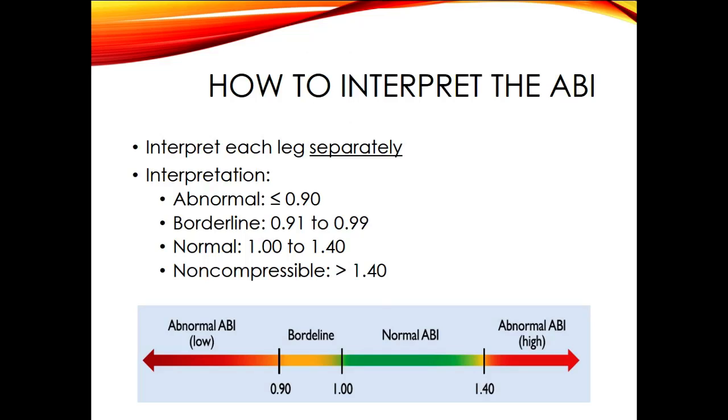Based on the AHA-ACC guidelines, values for normal and abnormal ABI are listed on the slide above. It is important to remember that each leg must be interpreted separately. However, when evaluating patients' cardiovascular risk, the lowest ABI between each leg is used. So you will want to aim for the number that is the lowest between the two legs when you are evaluating the patients for cardiovascular risk.